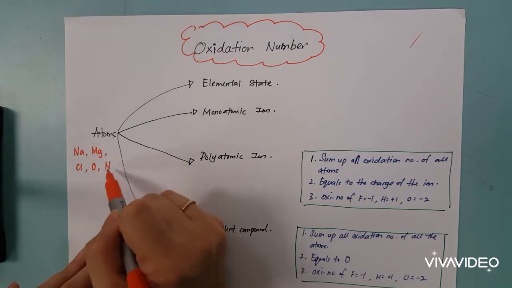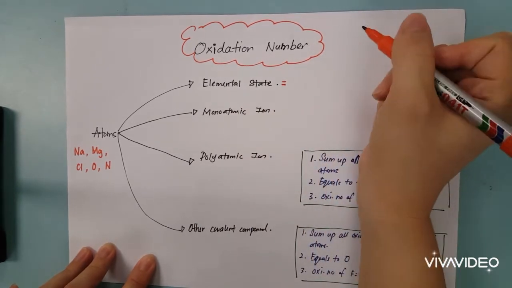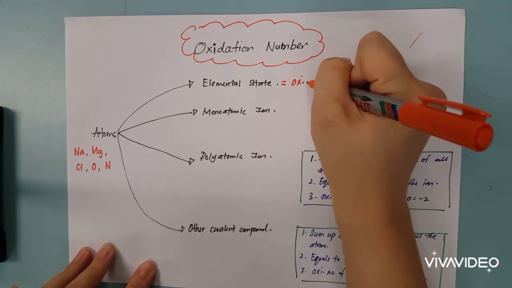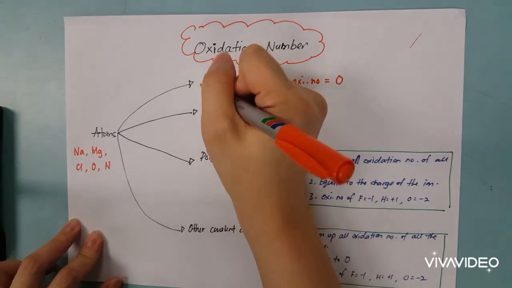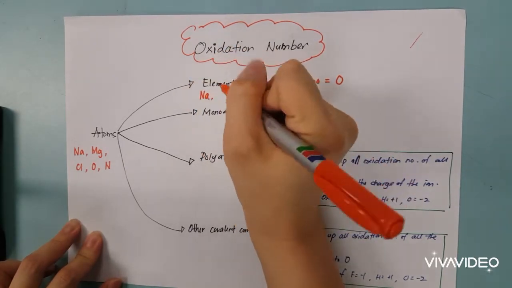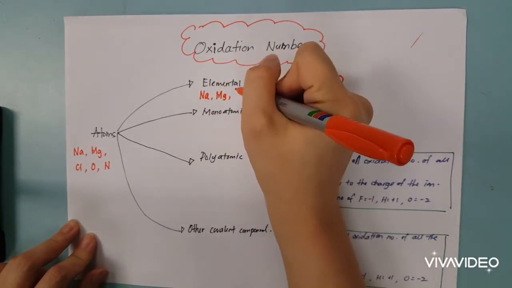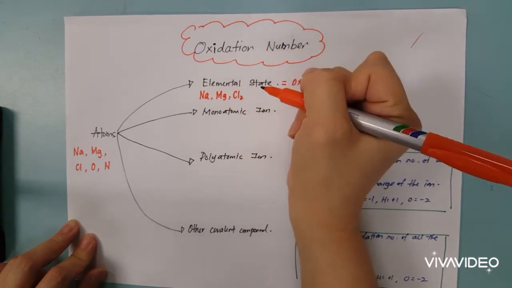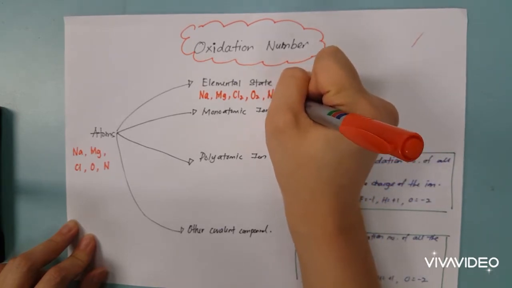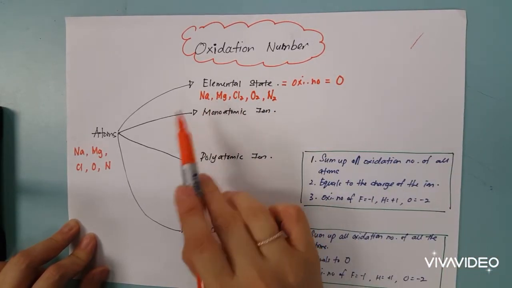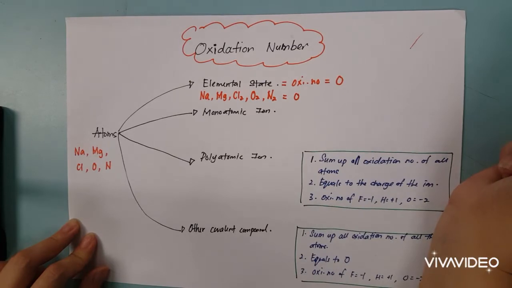Now, when you have atoms in elemental state, bear in mind that their oxidation number is always 0. For example, sodium in elemental state has the formula Na, and magnesium in elemental state has the formula Mg. When chlorine is found in elemental state, the formula is Cl2. Oxygen in elemental state is O2, and nitrogen in elemental state is N2. Now for all these atoms, when they are found in elemental state, their oxidation number is all 0, right?